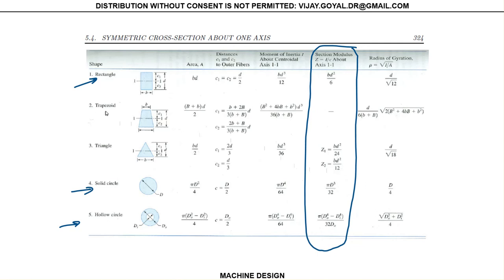However, if we had a trapezoid, as an example, you have no other choice than finding the I and dividing the I by either C1 or C2. So you don't have a closed form solution for that. So this Z is called the section modulus, okay? This is called the section modulus. And we're going to solve many, many problems using that.